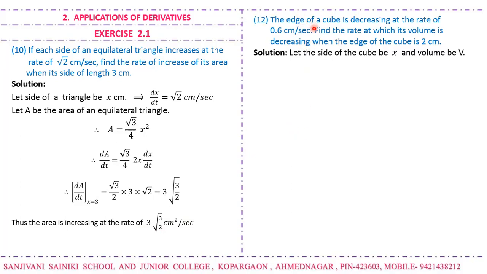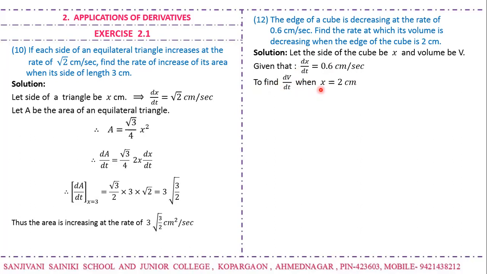The edge of a cube is decreasing at the rate of 0.6 centimeter per second. There is one cube and the edge, which means the side, is decreasing at the rate of 0.6 centimeter per second. Find the rate at which its volume is decreasing when the edge of the cube is 2 centimeter. Let the side of the cube be x and volume be v. So given that dx by dt is 0.6 centimeter per second, it is decreasing. So we can also say that it is minus 0.6 centimeter per second.